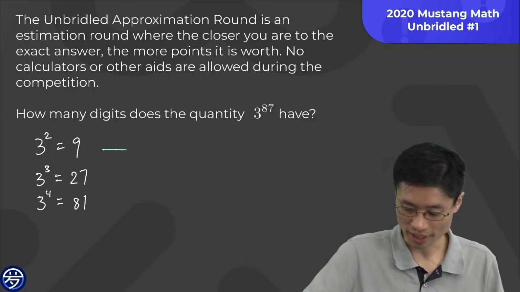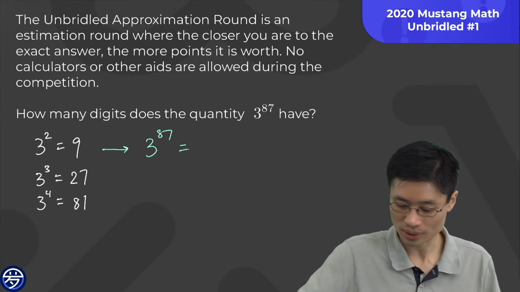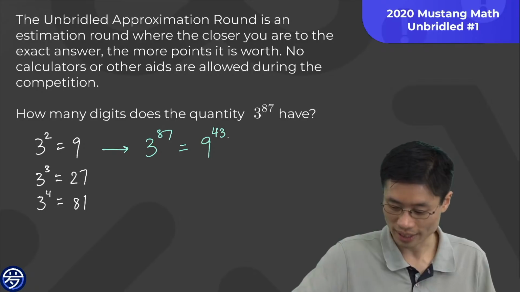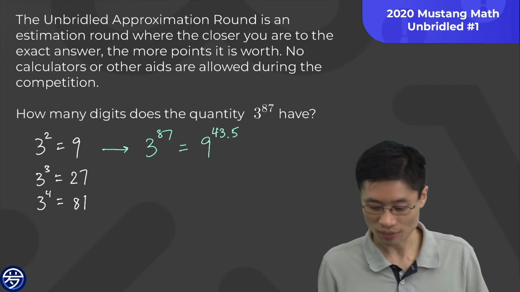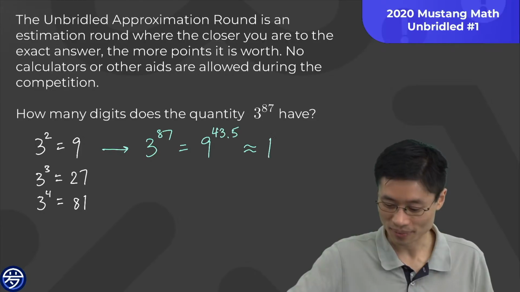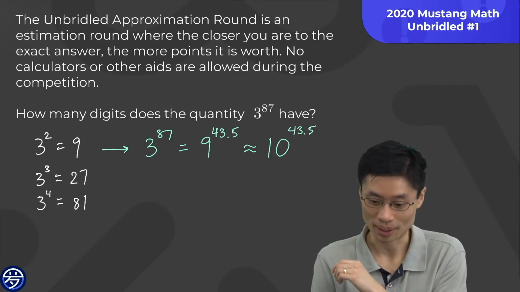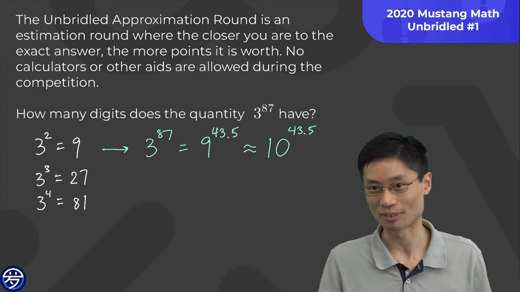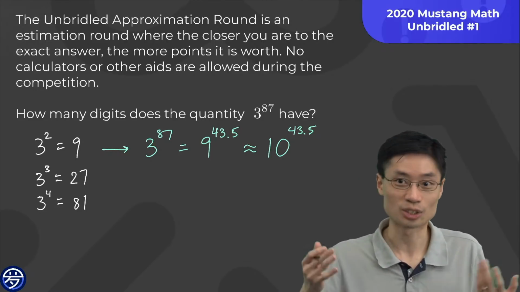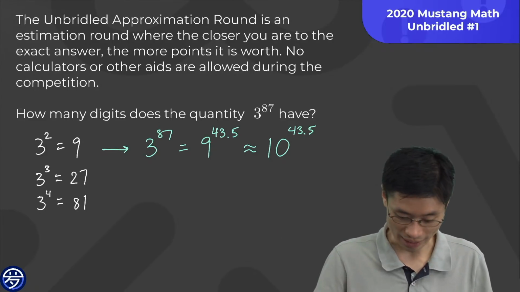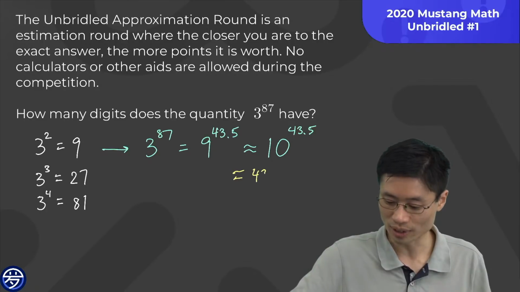For the 3 squared is 9, I could say that 3 to the power 87 is equal to 9 to the power 87 divided by 2. And 87 divided by 2 is 43 and a half. Does that make sense to people? So if I have 9 to the power 43 and a half, here's a pretty bad approximation, but I could say this is approximately 10 to the power 43 and a half. Is that a good approximation or a bad approximation? Well, 10 to the power 43 and a half is a number which is 10 and 43 and a half zeros afterwards. I went from 9 to 10, so it should be a bit less. So I'll guess that this is 43 digits. I would guess it's a 43-digit number.